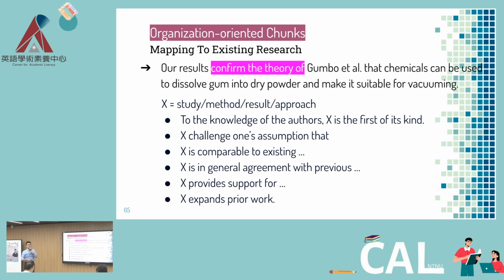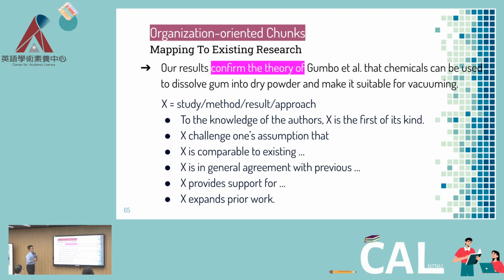Okay, then how about mapping to the existing research? That's also important for you to provide. For example, in this research, our results confirm the theory from Gamble. And here, if you are the first one to provide this approach, you can say this approach is the first of its kind, so you are the first one to propose this design. Or how about this one? Probably the results contradict others' results, so this study challenges one's assumption. Or if you have comparable results, you can say the study is comparable to the existing research or in general agreement with it. That depends on the relationship between your results and the previous results. So you can choose which one is more suitable.